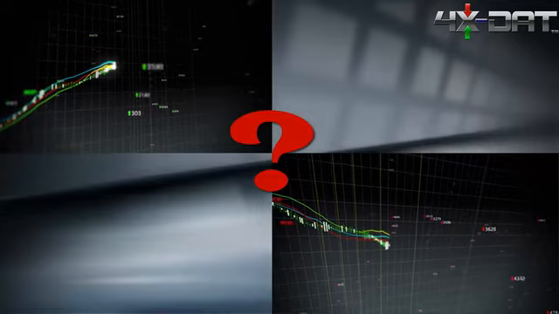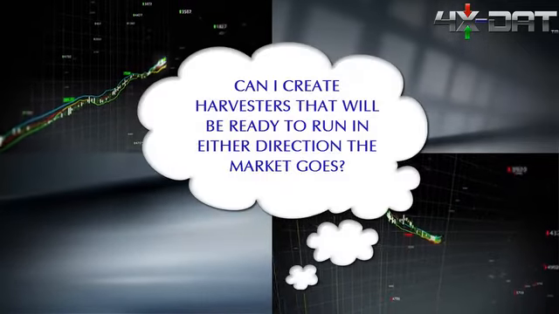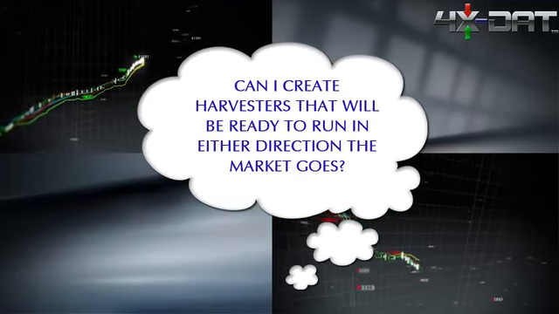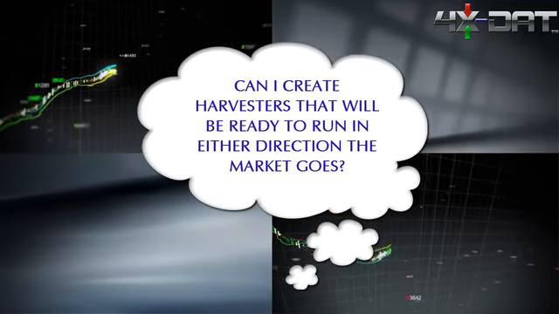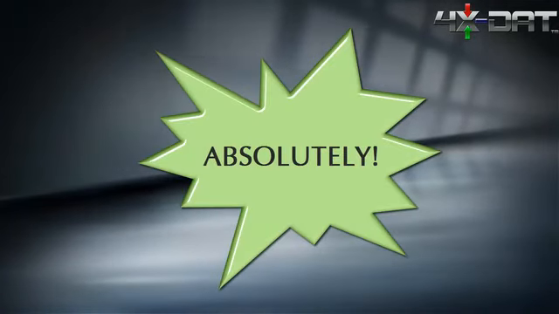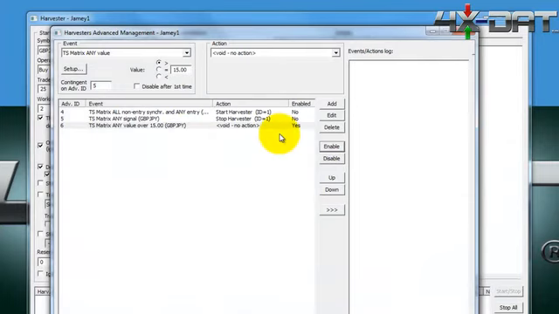Now let's say we're not sure where the market is going, but we know that if it's trending in either direction, we want to profit from it. We can tell the software that we want to do that too. Imagine that the harvester that we just set up is also in place, ready to trade under the exact same circumstances, but in the opposite direction, meaning that the software is ready to trade in either direction the market wants to go. We can easily create this trading strategy as well.